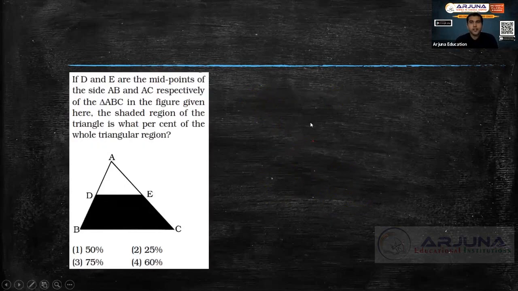Now comes the triangle. You have D and E as the midpoints of the sides AB and AC respectively, of the triangle ABC in the figure given here. The shaded region of the triangle is what percent of the whole triangle region? Try.